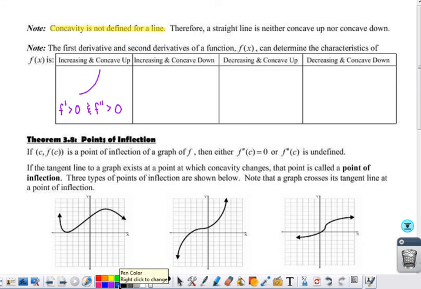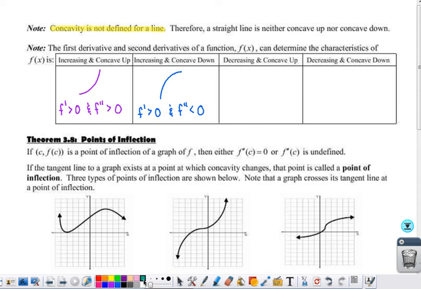So now if we looked at an increasing and concave down function, so going from left to right, you're increasing but concave down, you would have a situation like that. We can tell that f prime is positive. So all the tangent lines that you would draw along this curve are going to be positive slope. And the second derivative is negative because we want a concave down function.